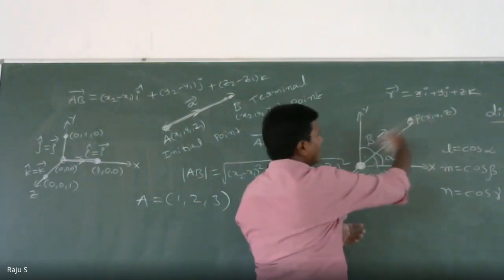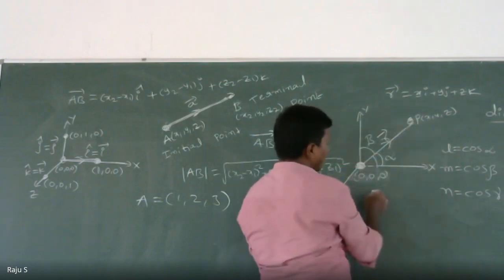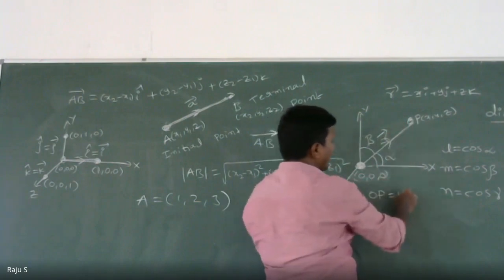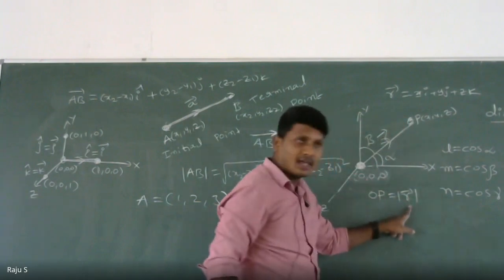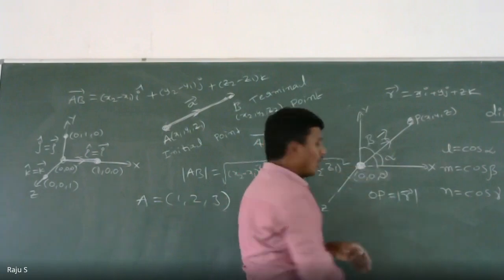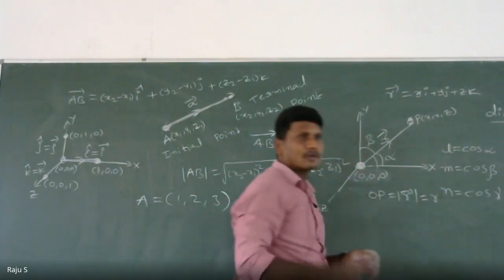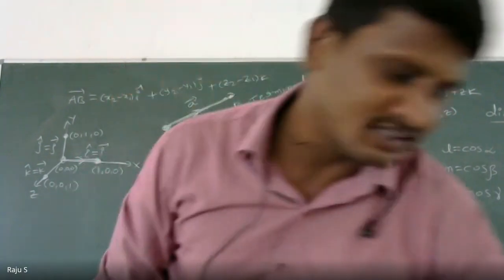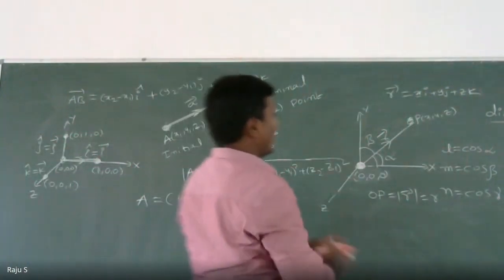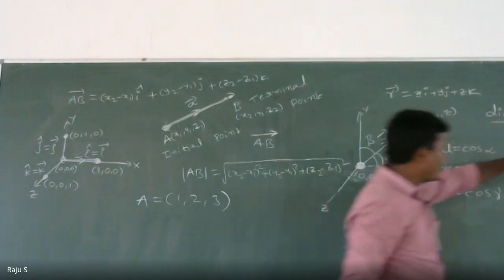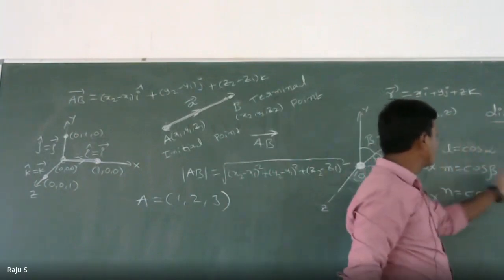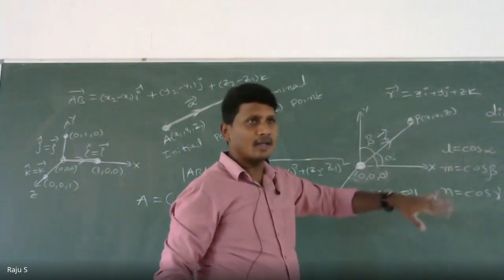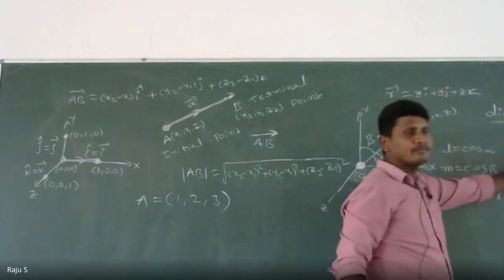Okay, what is the magnitude of OP? Yeah, OP is equal to this vector. We may write the magnitude of the vector like this, magnitude of P, or else simply we can write R vector. Okay, this is about the second. These are the direction cosines and important property, and alpha, beta, gamma are the directed angles. This is the property.